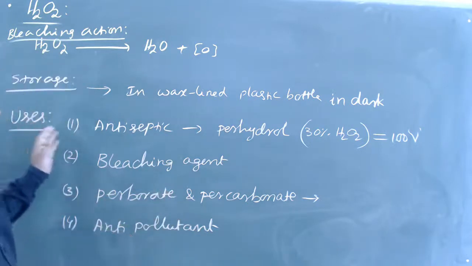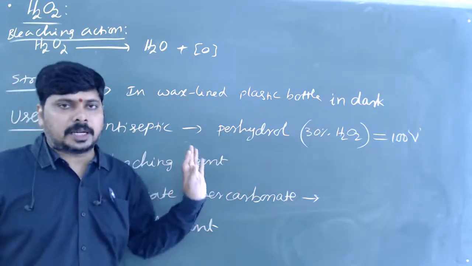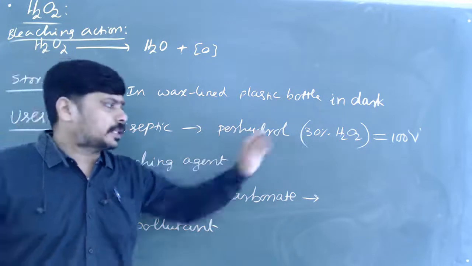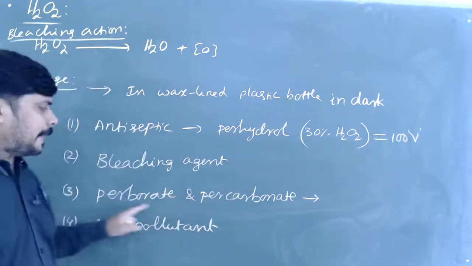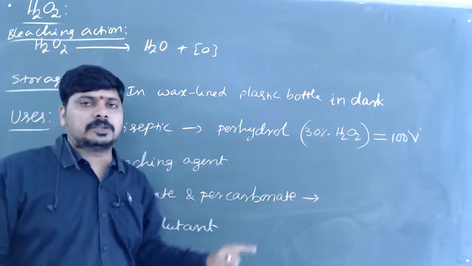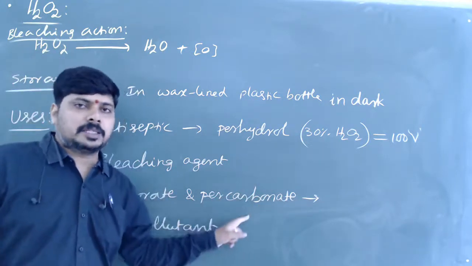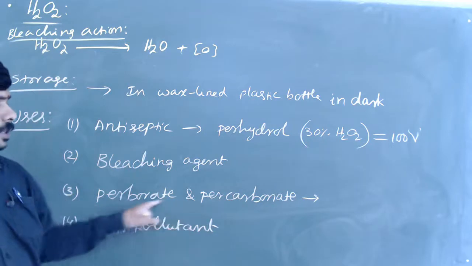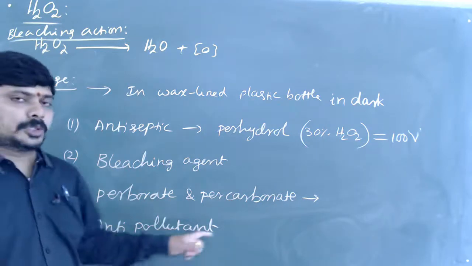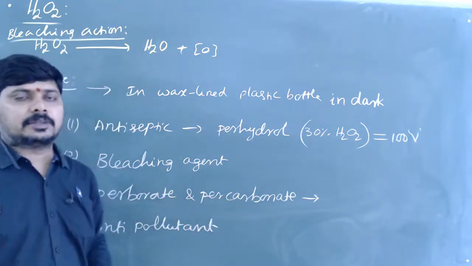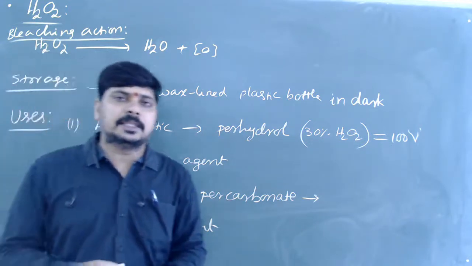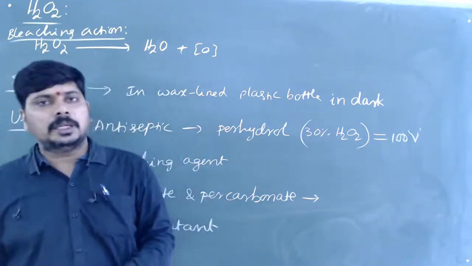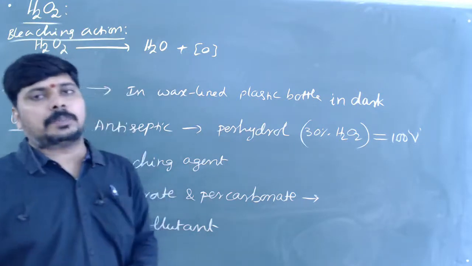Okay, what are the uses I said? Antiseptic under the name perhydrol 30%, and bleaching agent, hair bleach. Perborate and percarbonate are the constituents of detergents, which are prepared using hydrogen peroxide. And the anti-pollutant use, which I already said. And the last one we discussed, pharmaceuticals like cephalosporin and tartaric acid. These are prepared using hydrogen peroxide.